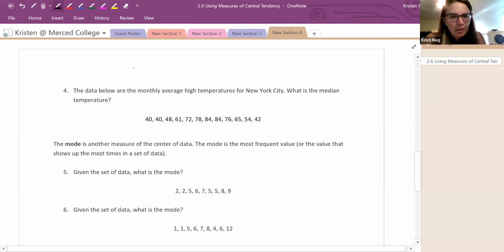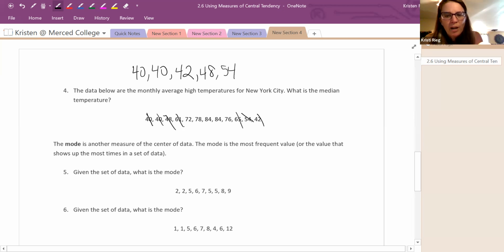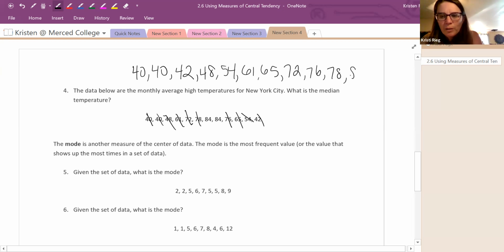So I'm going to write it up top just so I have some more room. So I have 2 40s, and then a 42, and a 48. And that looks like it for the 40s. I have a 54. That's it for the 50s. 61, 65. And then in the 70s, I have 72, 76, 78. And then 2 84s.